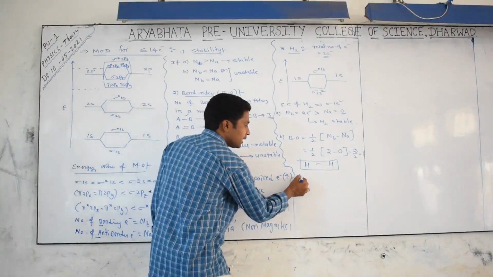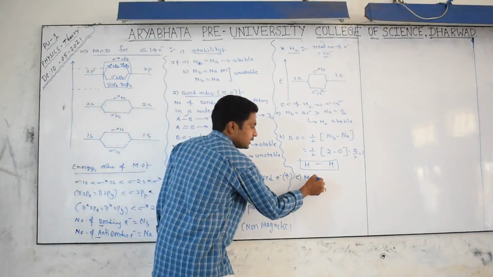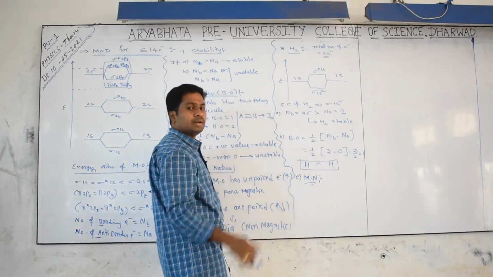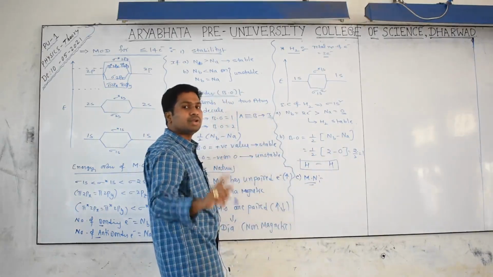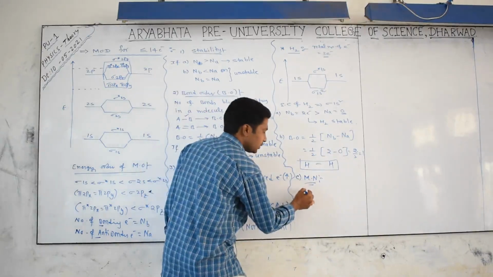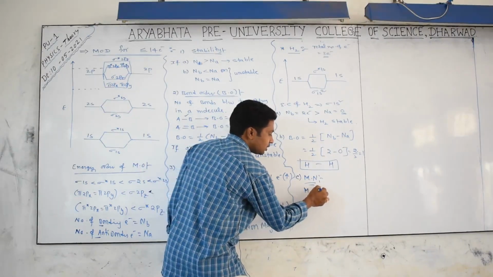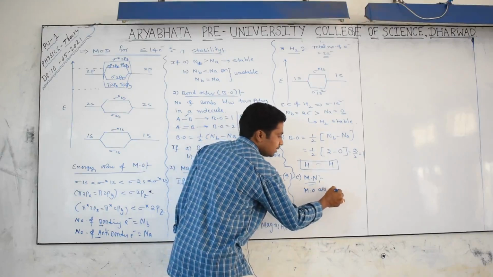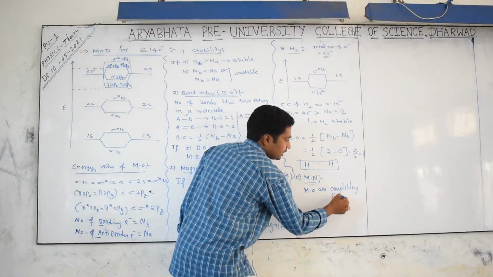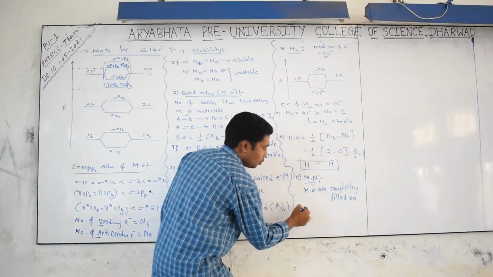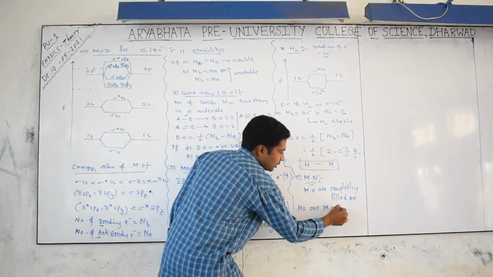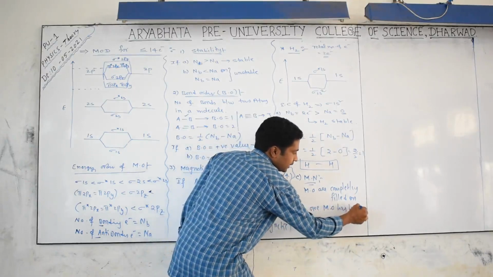And what about the magnetic nature? Yes, now check it. Only one molecular orbital is there, and it is fully filled. What is the condition for magnetic nature? At least one molecular orbital should contain a single electron. Here the molecular orbital is completely filled, or we can say no molecular orbital has an unpaired electron.